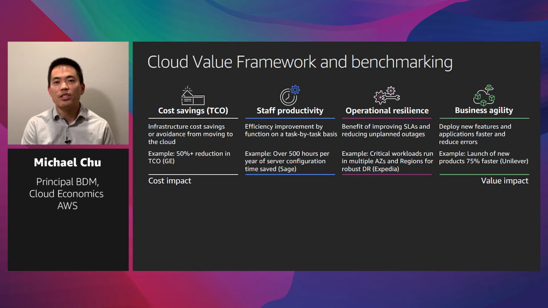Cost savings is the TCO benefit of migration to the cloud, netting out the migration cost. Staff productivity is the FTE benefit of being able to reduce or eliminate time spent on tasks that are no longer needed with the cloud. Operational resilience is the benefit of improved security and availability. Business agility is the ability to experiment more and respond faster.